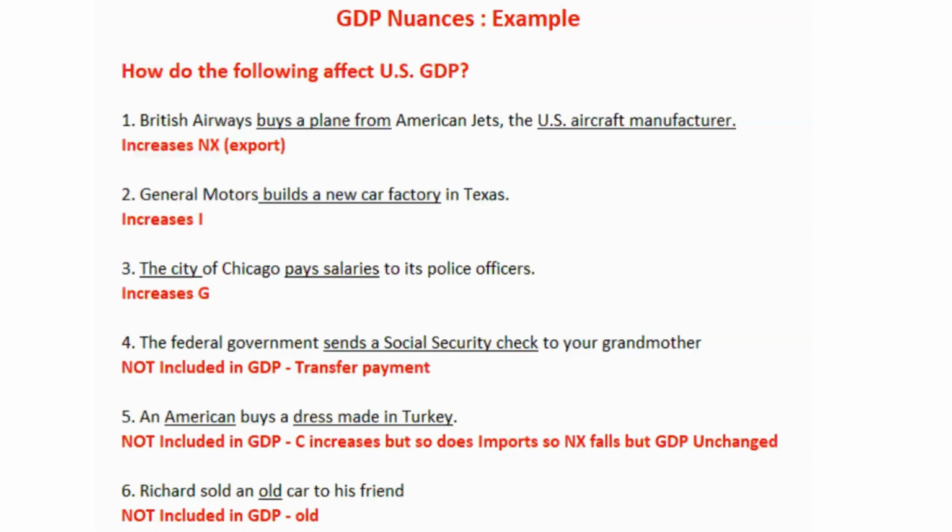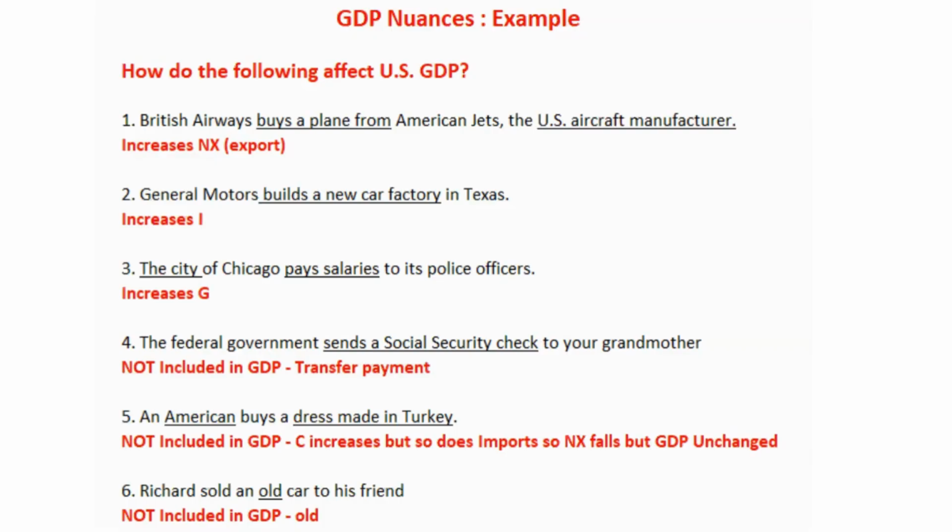Let's look at some examples to see how the following affect US GDP. The first example is British Airways buys a plane from American Jets, the US aircraft manufacturer. Since this represents an export for the US, it's going to increase US net exports and hence US GDP. The next example is General Motors builds a new car factory in Texas.